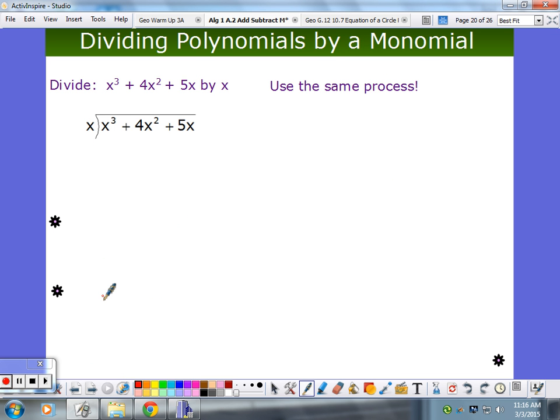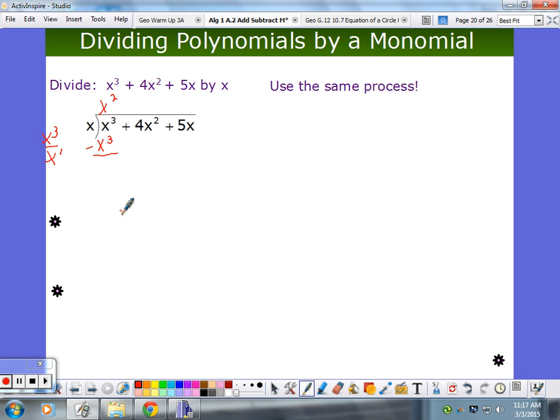So when you're using polynomials, we're using variables now, it's really the same steps. Here I'm dividing x cubed plus 4x squared plus 5x by x. So x times something is x cubed. How do I find what that something is? Well, divide it. What's x cubed divided by x? X squared. Remember how that works? Factors cross out, or subtract those exponents. Then what? Multiply. That's what we did with numbers. What's x squared times x? X cubed. Perfect.